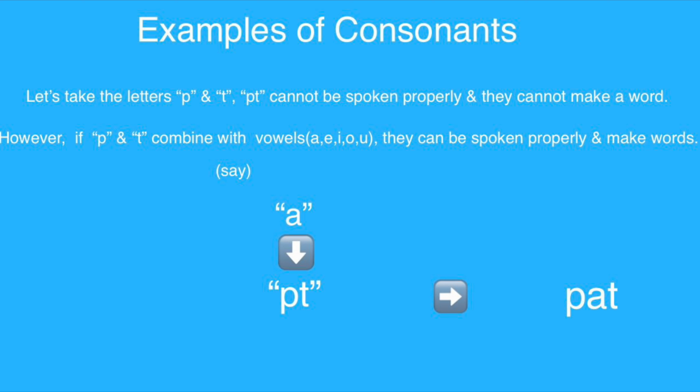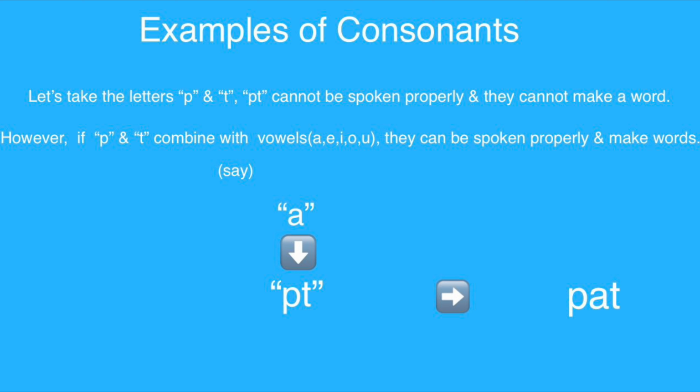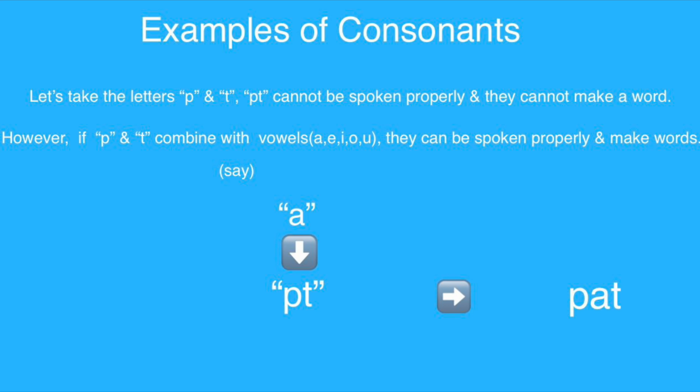Let's take the letters P and T. These letters P and T cannot be spoken properly and they cannot make a word. But if a vowel is combined with two letters P and T, they can be spoken as different words. Let's set the letter A in between the letters P and T and they become P-A-T, pat.